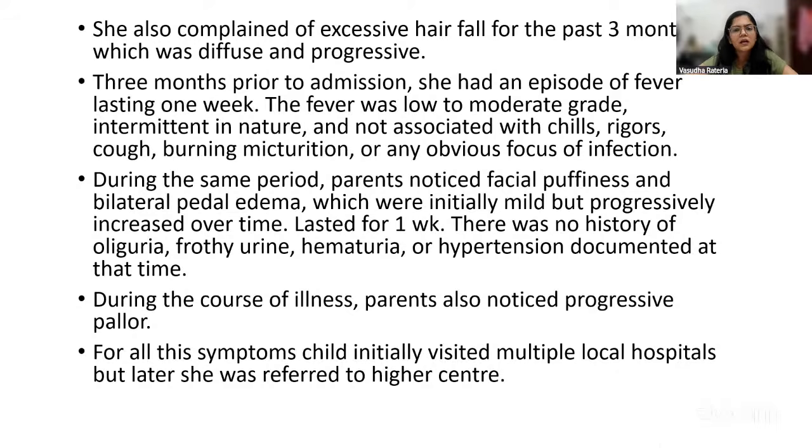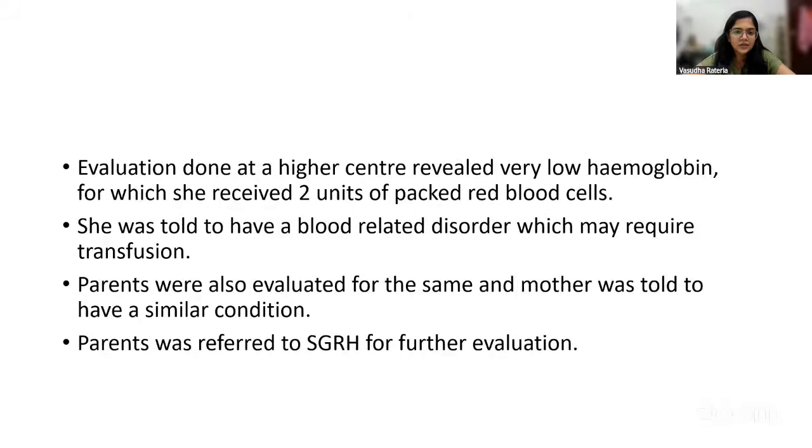During the same period, parents noticed facial puffiness and bilateral pedal edema, which were initially mild but progressively increased over time, which lasted for 1 week. There was no history of oliguria, hematuria, or hypertension documented at that time. During the course of illness, parents also noticed progressive pallor. For all these symptoms, child initially visited multiple local hospitals, but later she was referred to a higher center. Evaluation done at a higher center revealed very low hemoglobin, for which she received 2 units of packed red blood cells.